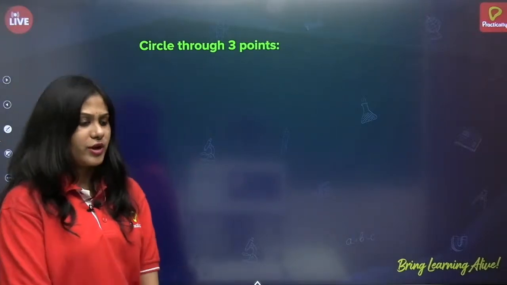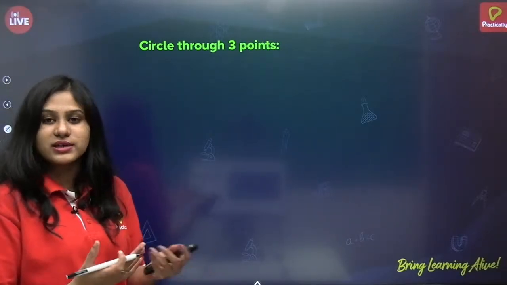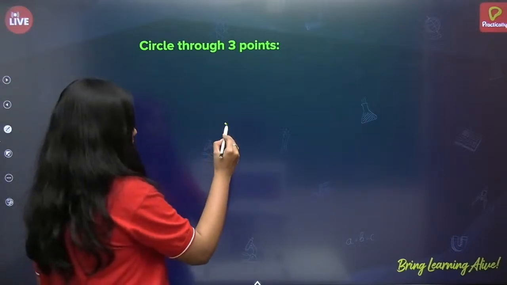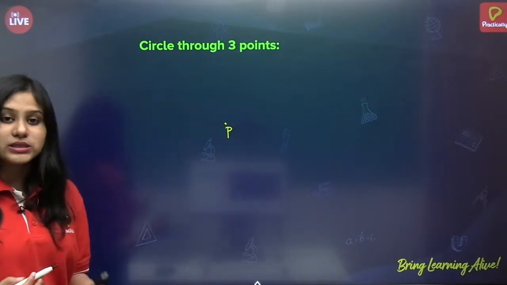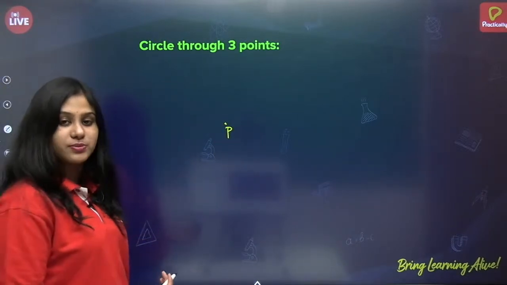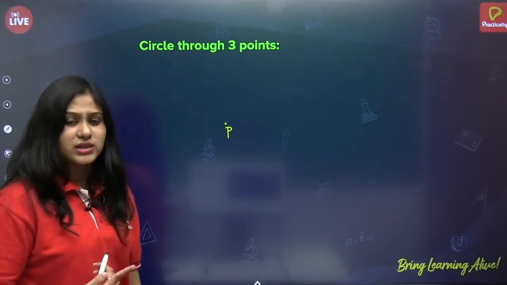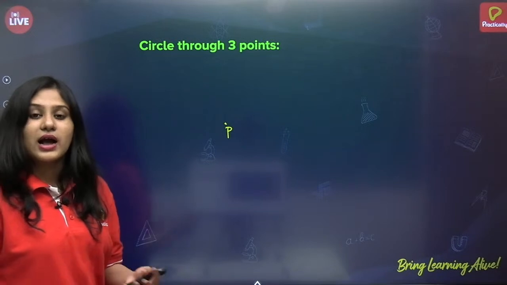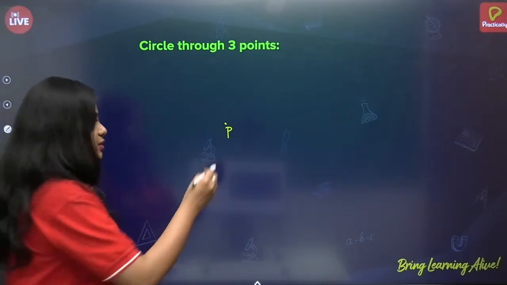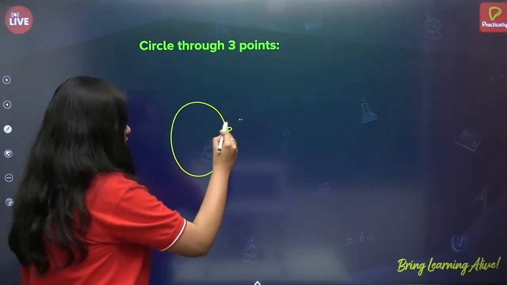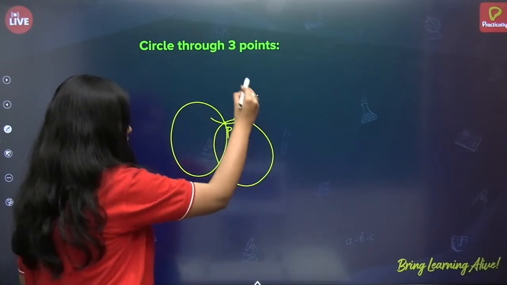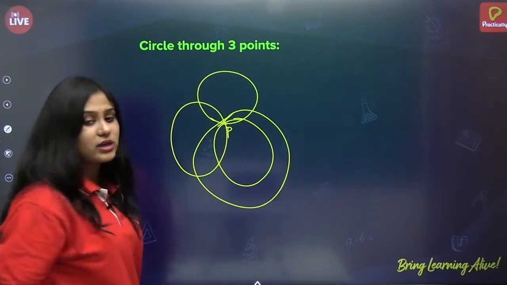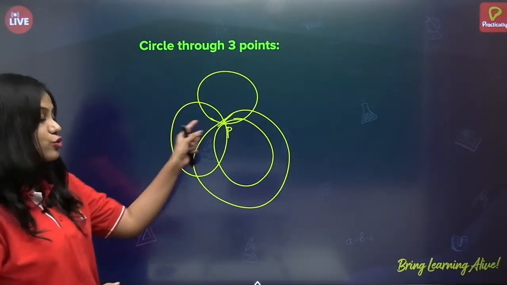Circle through 3 points. Now you might be wondering, what is circle through 3 points? So first, let me take one point P. How many circles can I draw through this one point P? Can I draw only one circle, or only 2 circles, or can I draw infinite circles? I can draw as many circles as I want, correct? This is one circle, this is one circle, again this is one circle. So I can draw as many circles as I want through one point.